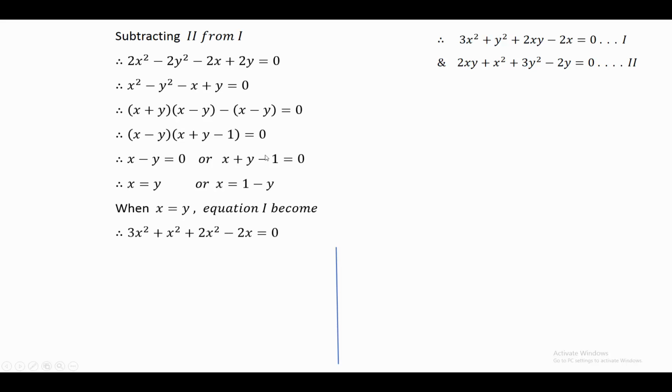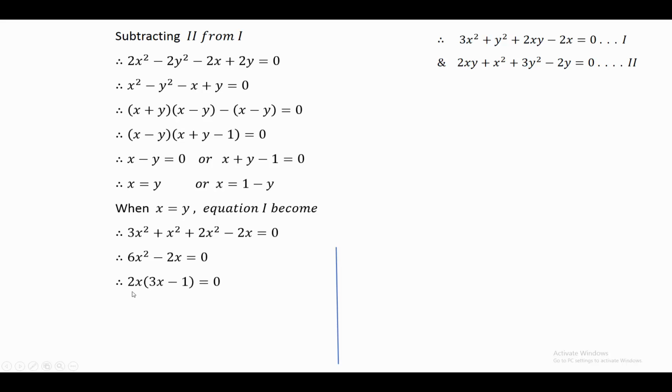So we get 3x square. Value of y is x, so plus x square, plus 2x into x is 2x square, minus 2x equal to 0. We get in this way 3x square plus x square plus 2x square minus 2x equal to 0. 3 plus 1 plus 2 is 6, so 6x square minus 2x equal to 0.